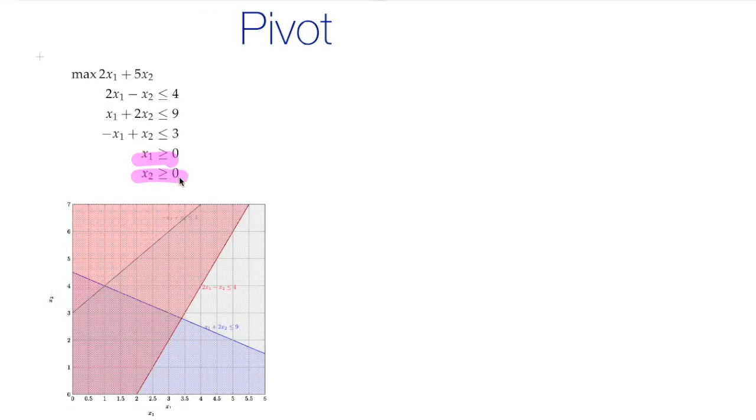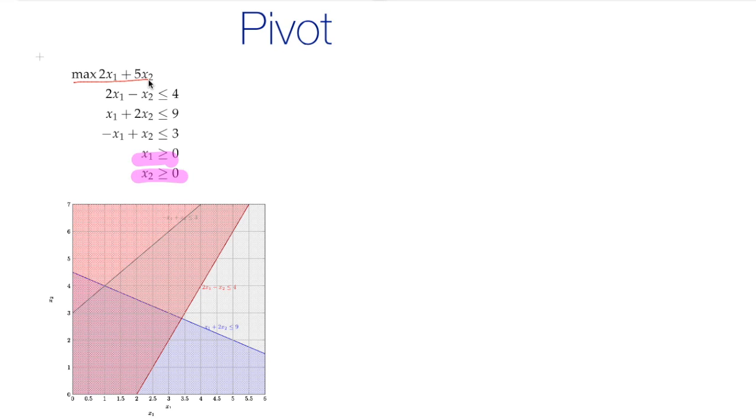So let me try to illustrate this. Okay, so here's our program. And we're going to start here. x1 and x2, you're going to start right here. Okay? And now look at your objective function.